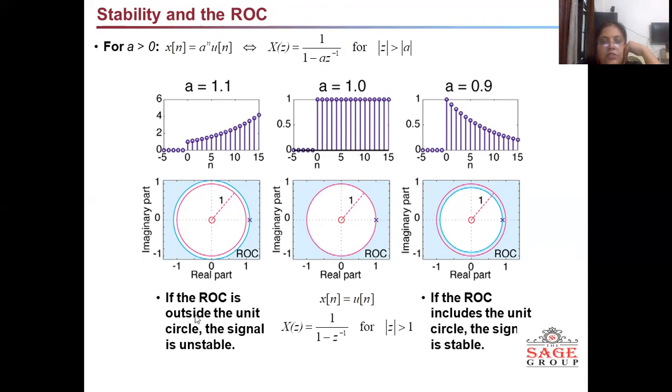Now, if the ROC is outside the unit circle, then the signal is unstable. The main condition for the existence of the ROC is this: if the ROC is outside the unit circle, then the system will be unstable. And if its ROC lies inside the unit circle, then the system is stable.